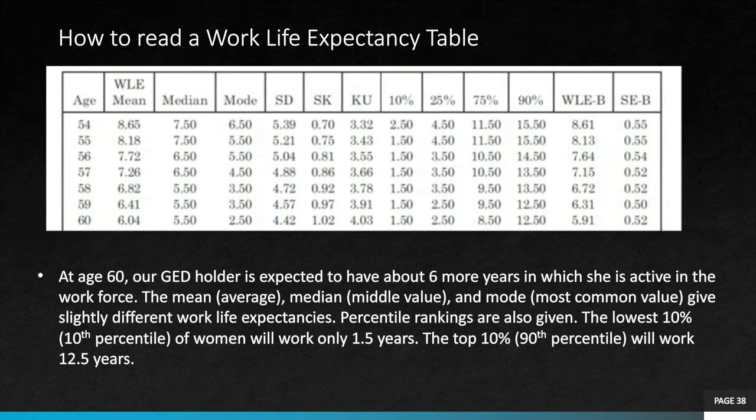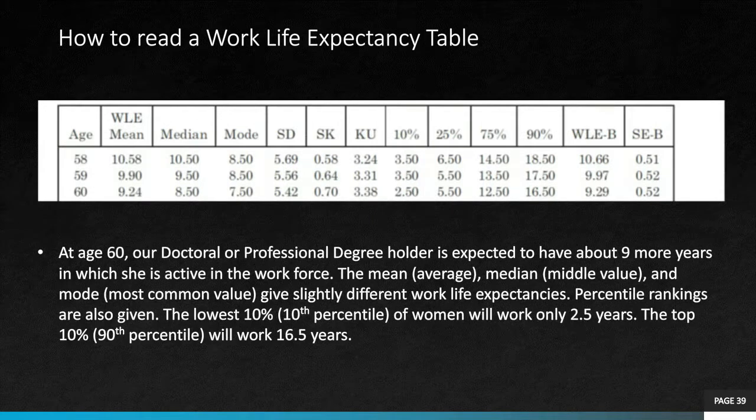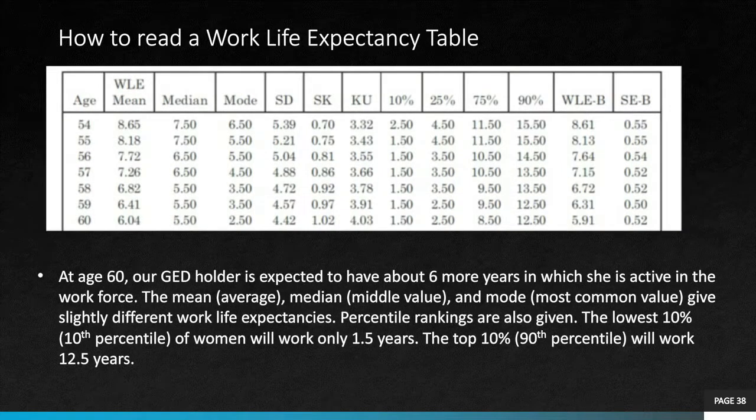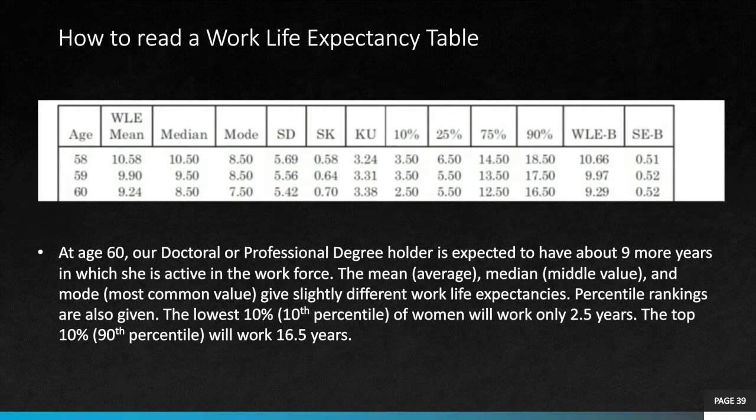And as I said, work-life expectancy is always sort of a game of survival. Even if we look at this, the professional woman at age 60 still has on average about 6 more years, and the top 10% would work 12 more years, to age 72. And that was for the GED: even with a lower educational level, if somebody has worked to age 60, they've got a high probability of working to 65. Here for a professional at age 60, we've got a median of 9 or 10 more years, to age 70, if they're still working at age 60, and then the top 10% go on to work for another 16 years, to age 76.